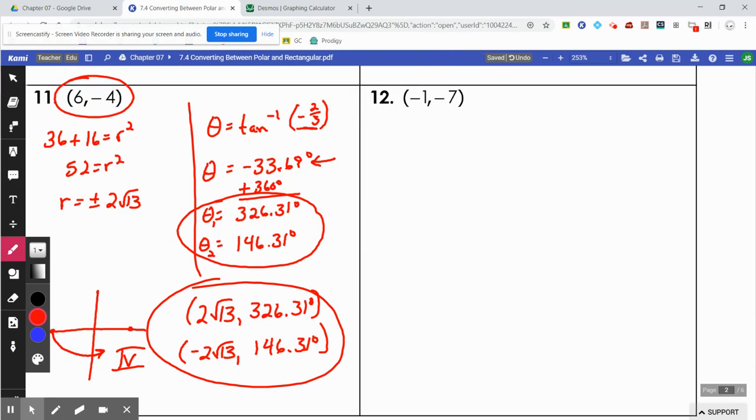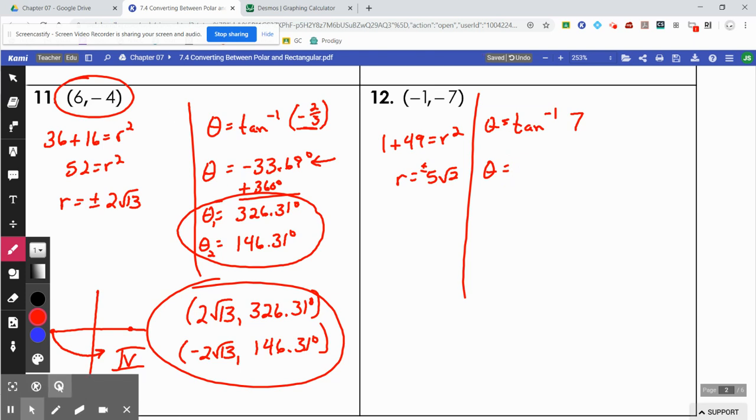And number 12, the last one. x squared plus y squared is equal to r squared. So r is going to be root 50, which is positive and negative 5 root 2. The inverse tan of y over x, which is 7. So theta, the inverse tan of 7, is going to be equal to 81.87 degrees, which is really nice because that's a first quadrant angle. So that's going to be my reference angle.